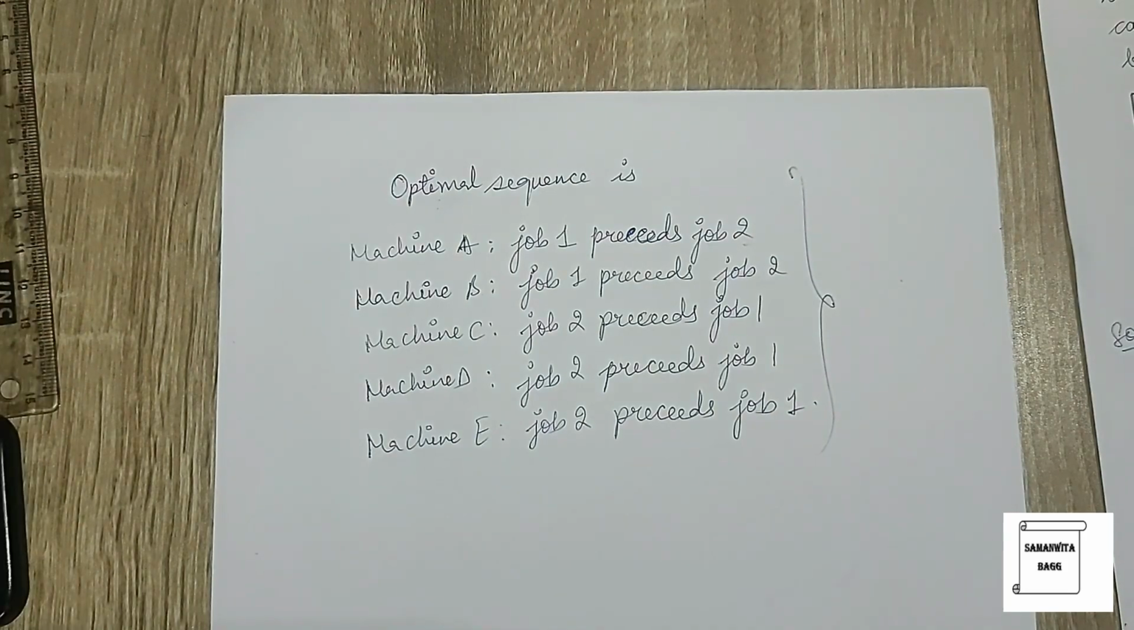So with this I end the session. I hope you have understood the numerical on processing 2 jobs through M machines.